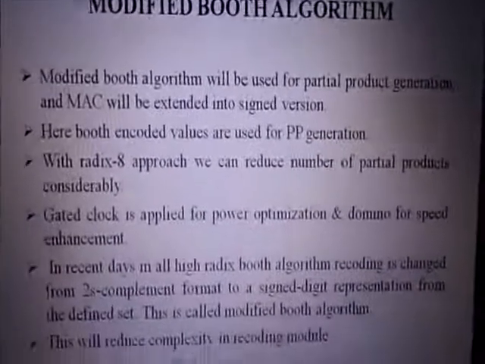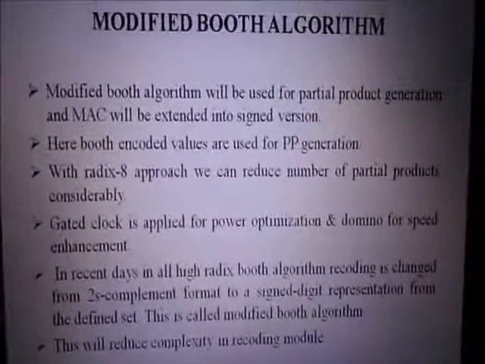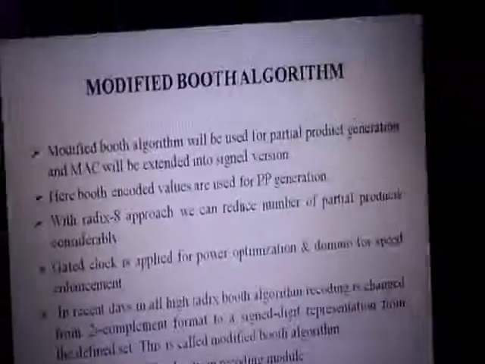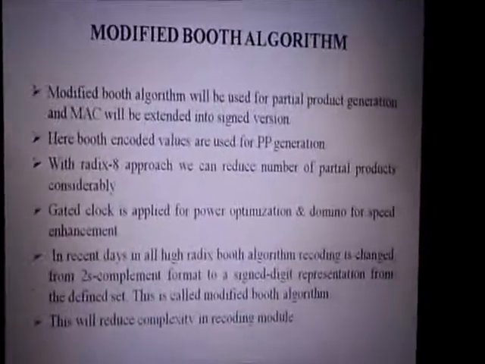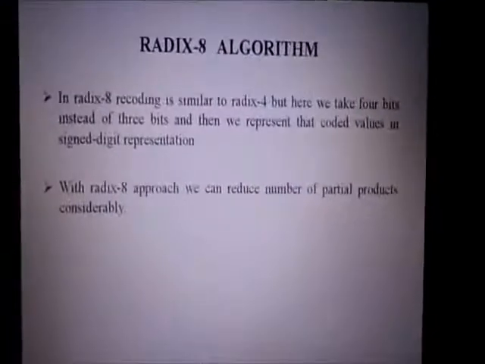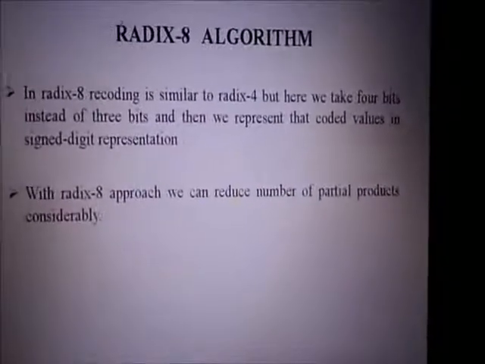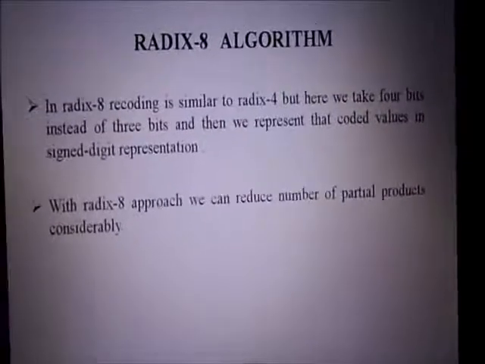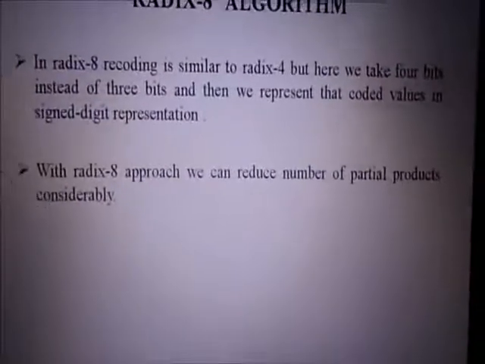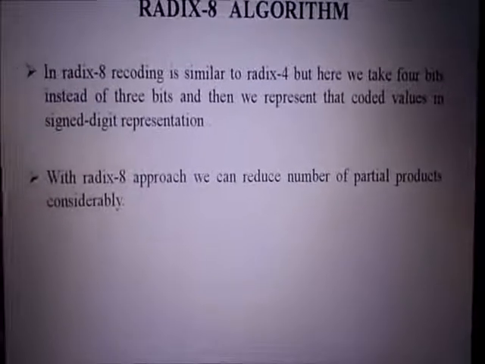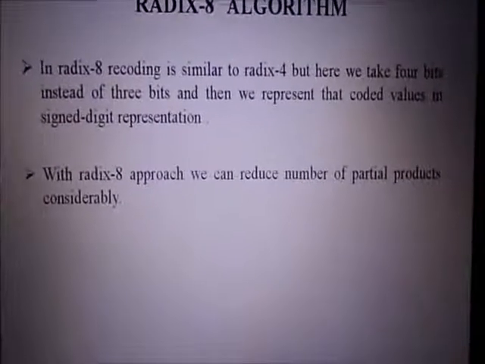In recent days, all the high-speed Radix algorithms have changed from 2's complement format to a signed digit representation form. This reduces the complexity in the recoding module. In the Radix 8 algorithm, we take 4 bits instead of 3 bits, then we represent the coded values in signed digit representation. With this approach, we can reduce the number of partial products.